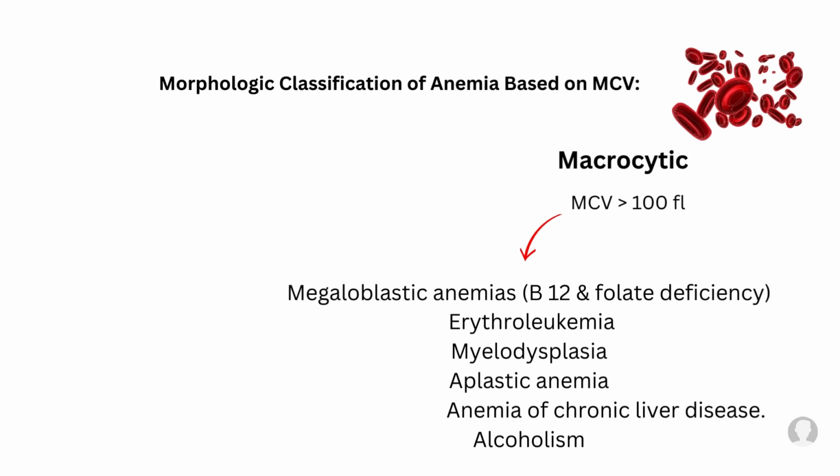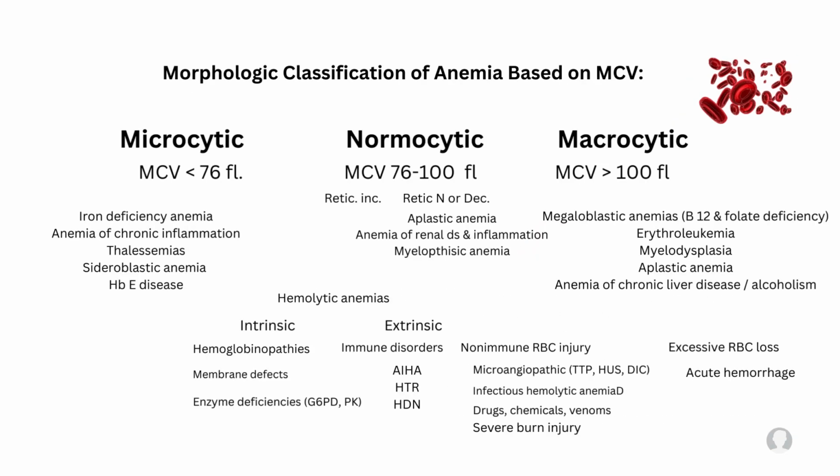The macrocytic anemias have an MCV greater than 100, and these are the megaloblastic anemias. You're familiar with B12 and folate deficiency causing a macrocytic megaloblastic anemia. There are also erythroleukemia, myelodysplasia, aplastic anemia, anemia of chronic liver disease, and alcoholism. In summary, here are the anemias according to MCV. We see the different anemias all categorized neatly under microcytic, normocytic, and macrocytic categories.